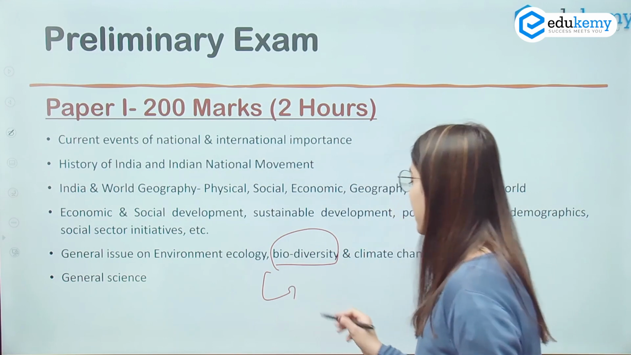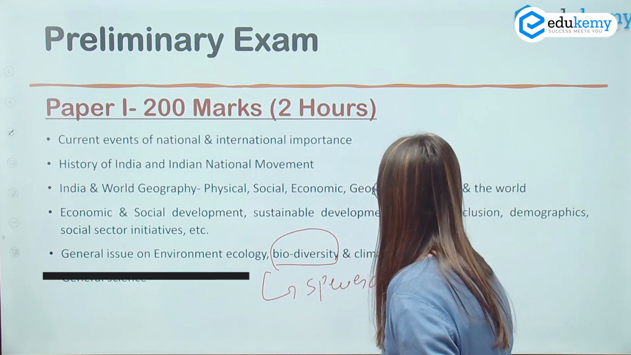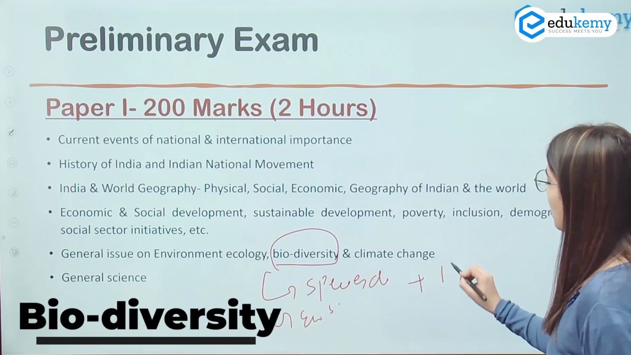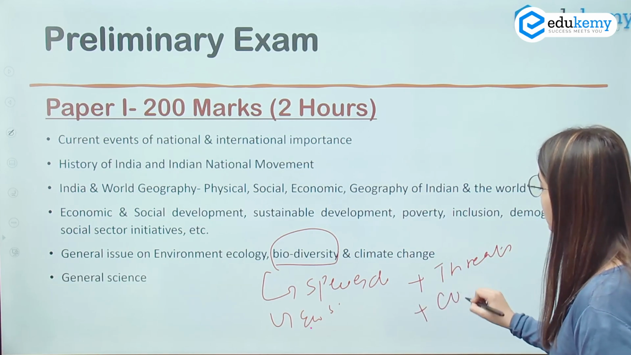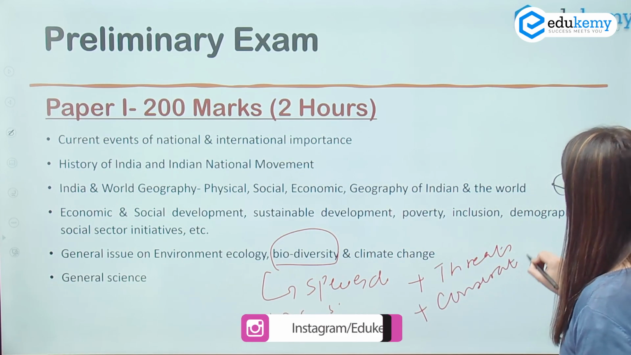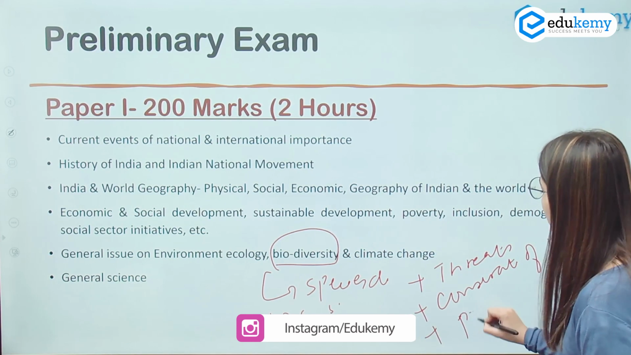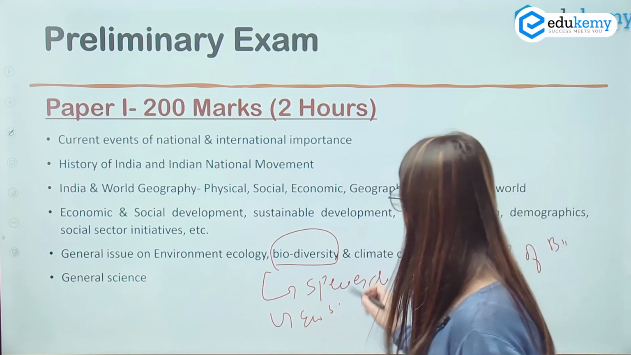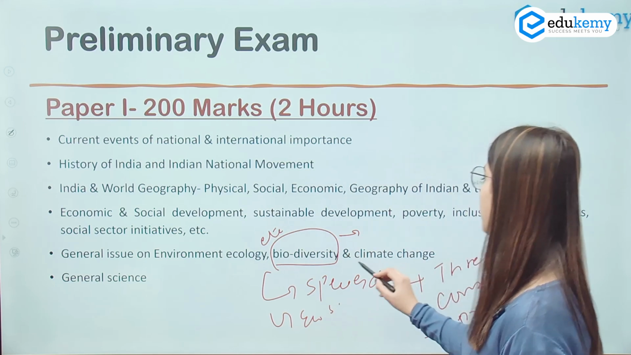Okay, so what in biodiversity do you need to know? You need to know about species diversity, ecosystem diversity, threats to biodiversity, conservation of biodiversity, various provisions or constitutional provisions, and exotic species, etc. Okay, all this will come under biodiversity.